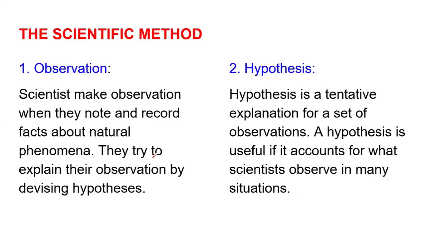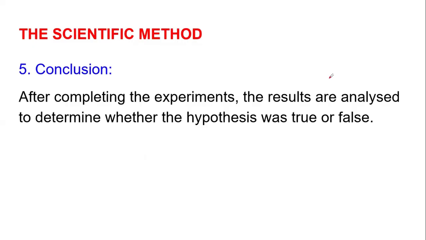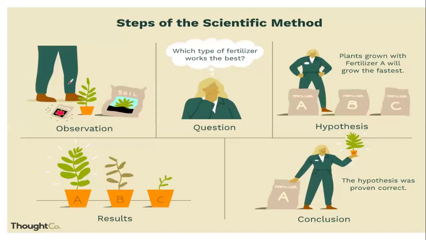So this is observation. After the observation, you ask yourself a question, then you come up with a hypothesis. Then you do the experiments, you have your results, you analyze them, and then you conclude. So conclusion is the third step there. And then from there we move on. This was another example that I added.